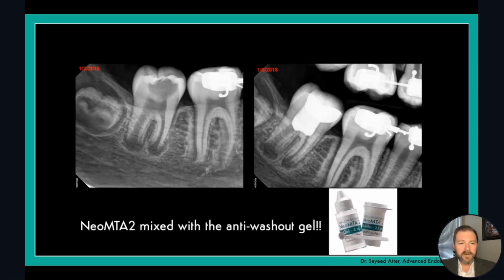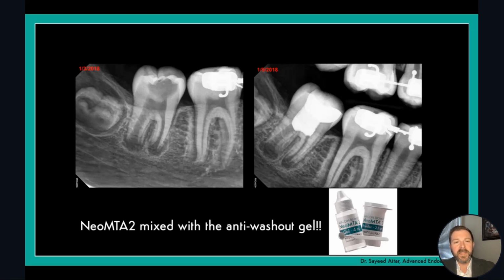And so what Dr. Attar did is he mixed Neo-MTA2 with the anti-washout gel. He made that into a putty, rolled it into a ball, and then gently placed it over the pulp stumps, or the canal orifice rather, after he removed the caries and the inflamed pulp tissue.